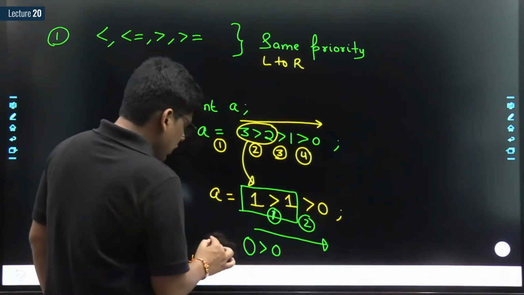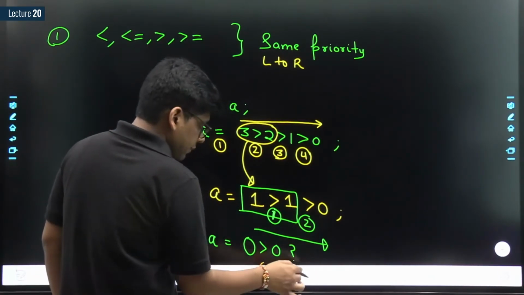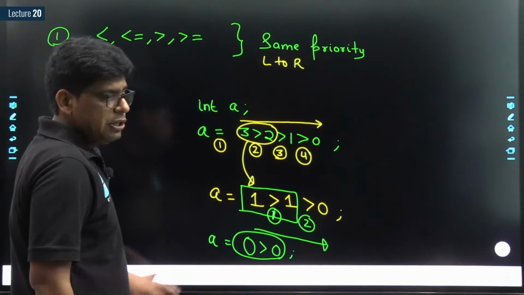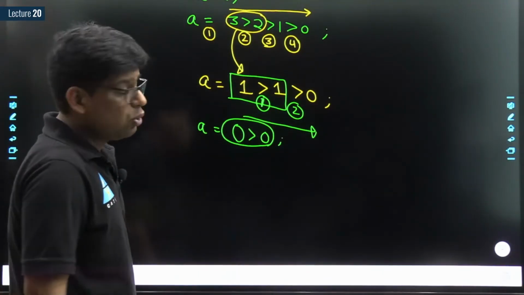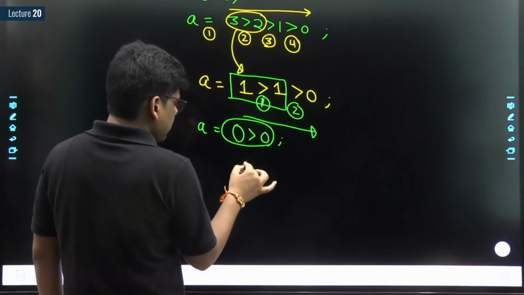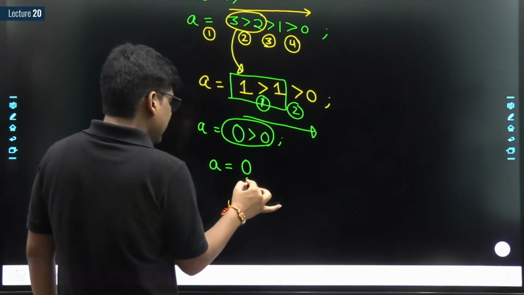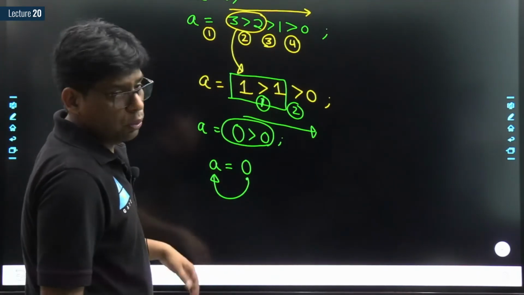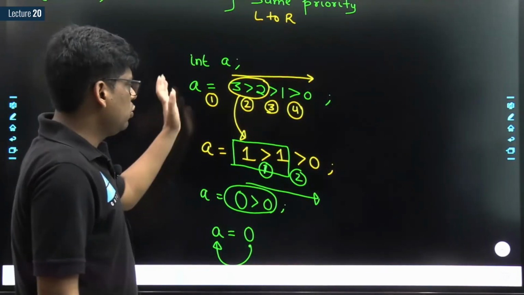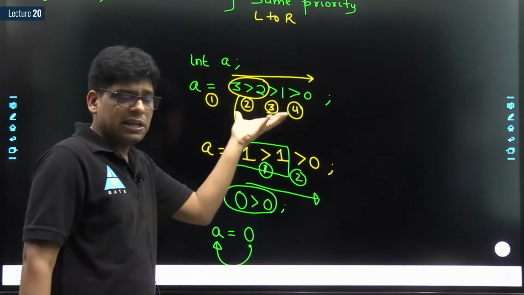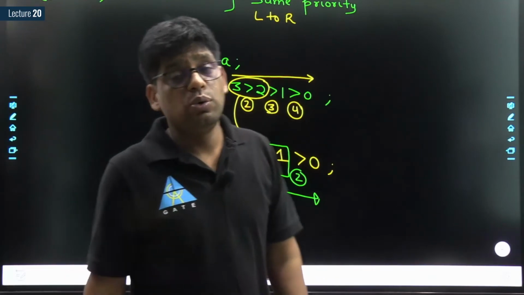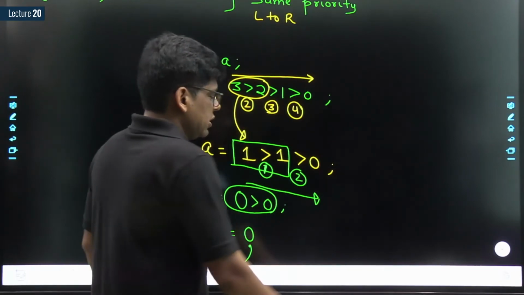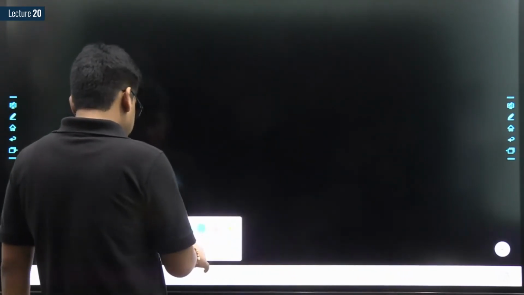Greater than 0, A is equal to, okay sir, try to understand. Sir, what is the value of 0 greater than 0? Is it true that 0 is greater than 0? No sir, it is false. False means this whole is replaced by 0. And what is the value that goes inside A? Sir, A now has a value 0. So, in order to evaluate such an expression, what do you need to know? We need to know the priority as well as the associativity. Let's solve a few more questions so that clarity of the concept will be there.